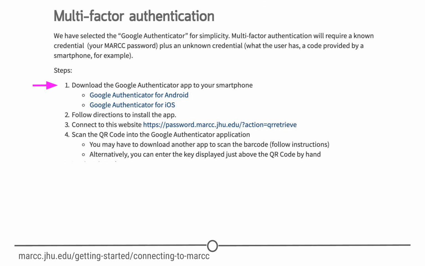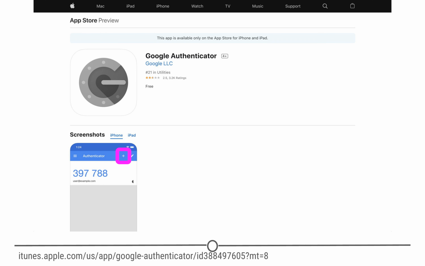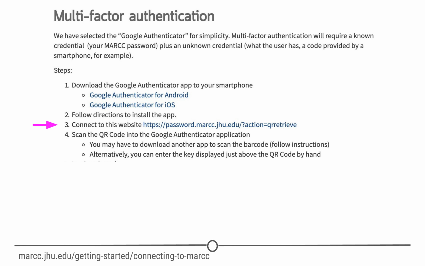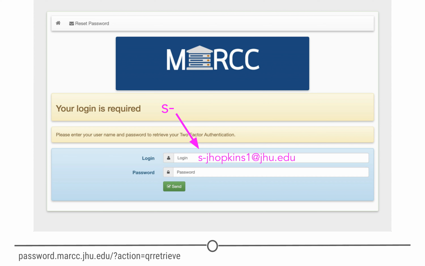Install the Google Authenticator app on your smartphone. Once you have installed Google Authenticator on your phone, open the app and note the plus icon. In a moment, you will tap on this button to scan your QR code from the MARCC website. Now return to the MARCC website and click on the next link to retrieve your QR code to synchronize your phone. This will open a page asking for your MARCC username.